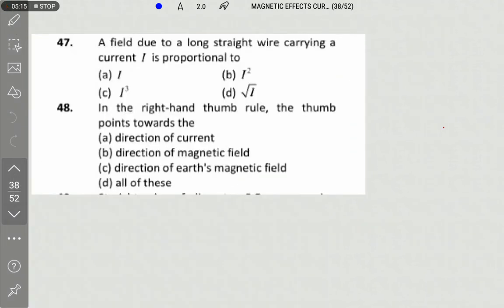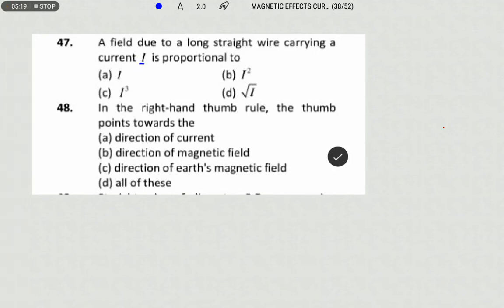The magnetic field due to a long straight wire carrying current I is proportional to... So, for a long straight wire, the magnetic field is directly proportional to the strength of the current and inversely proportional to the distance from the conductor to the point P. Therefore, B is directly proportional to I.